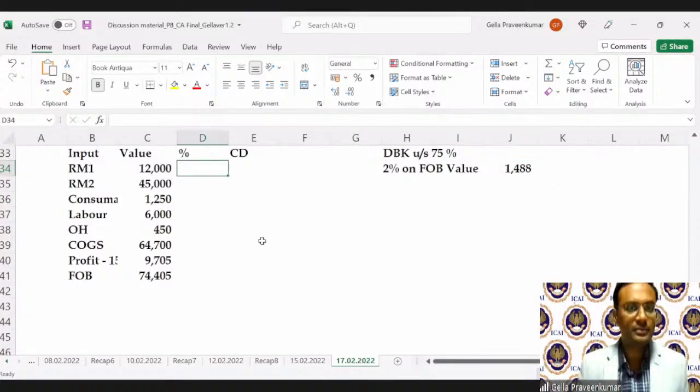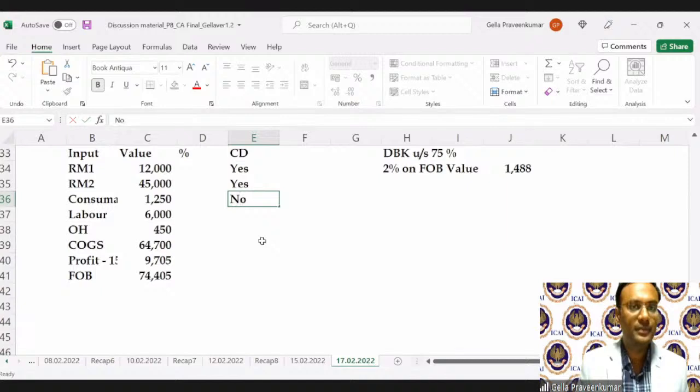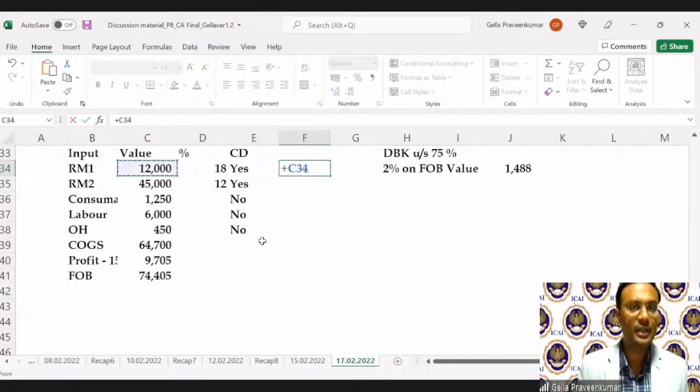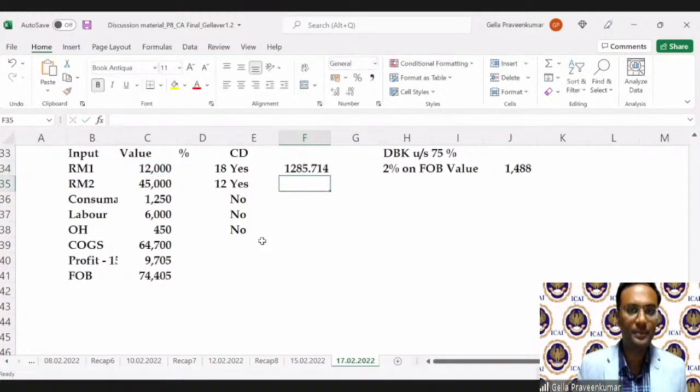Now, say customs duty is applicable. I'll say yes. Consumables no. Labor no. Overheads no. And assuming that I have paid 18%, I have paid say 12%. Now, how much is the customs duty I have paid? On 12,000, assuming this is after customs duty, into 12 divided by 112.